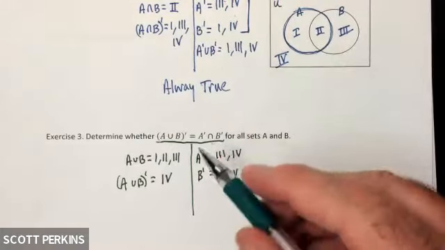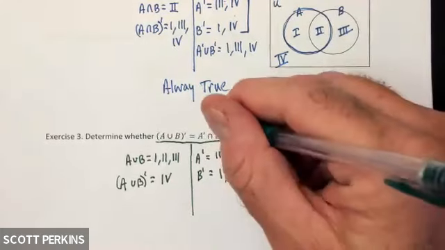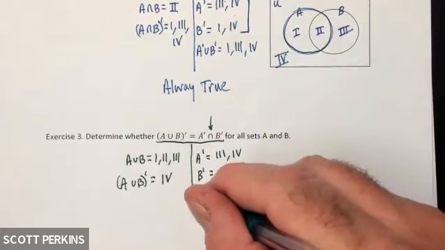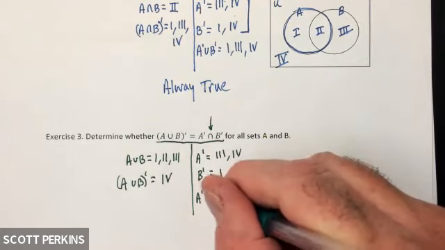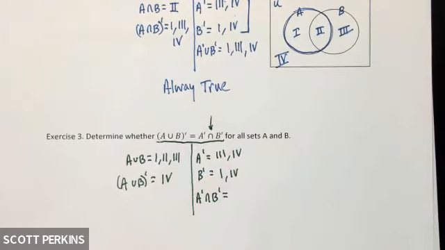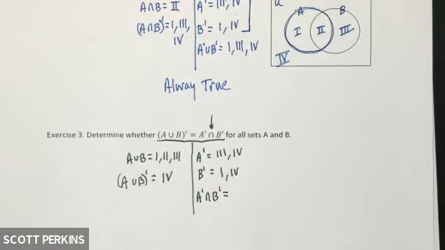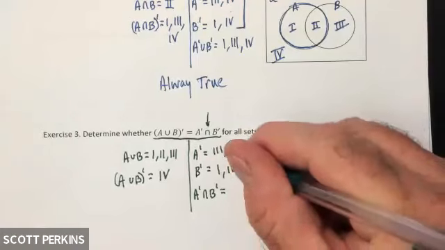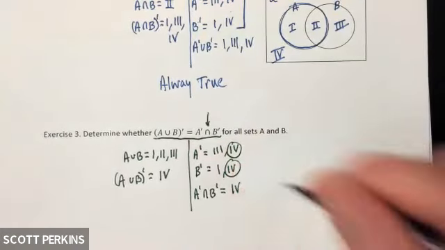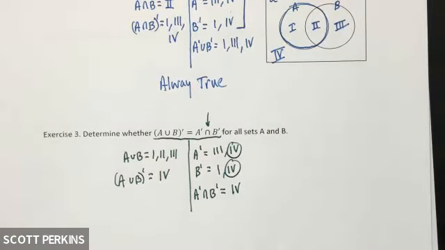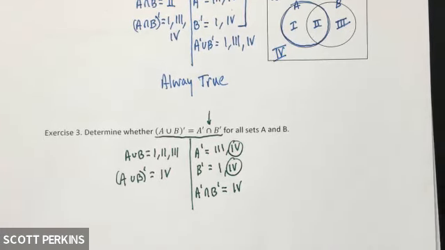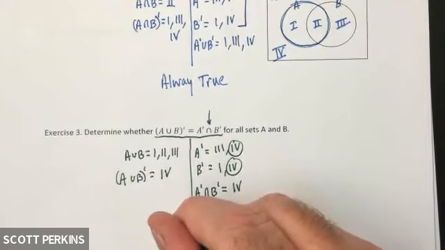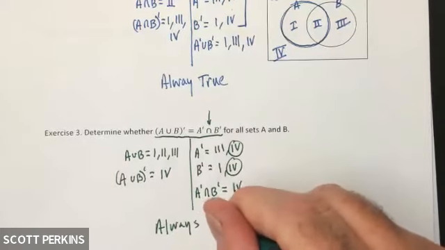And this time, instead of the union like the previous problem, this time I'm intersecting those. I want to know what region or regions those two things have in common. And what do those two things have in common? 4. It's right here. You can see it. 4 right there, 4 right there. So once again, I've got the exact same thing on both sides. And so again, my conclusion is that this relationship is always true.